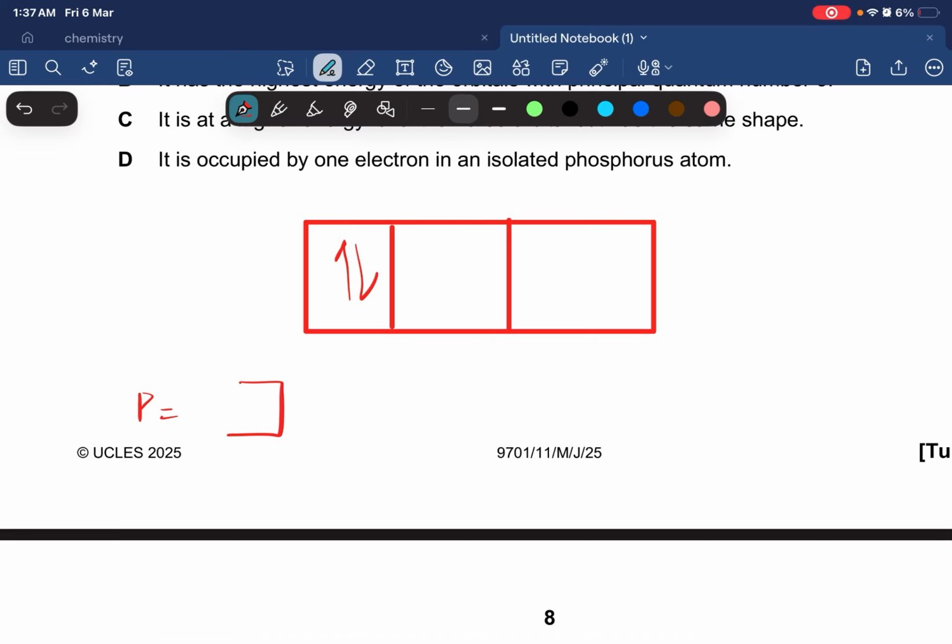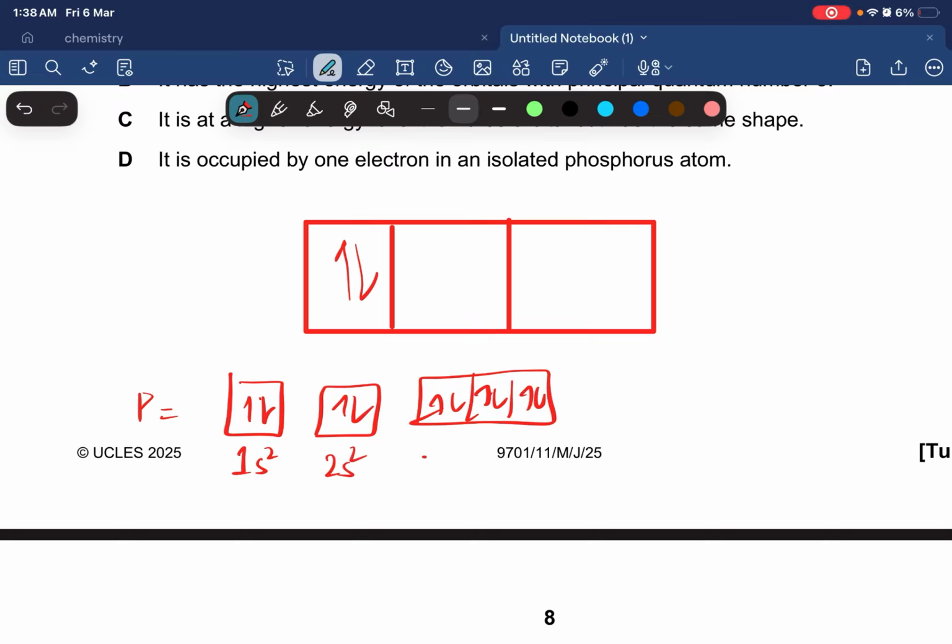It says 1s1. Phosphorus is 1s2, 2s2, 2p6. That's 1, 2, 3, 4, 5, 6, 10 electrons done. Then 3s2. In an isolated phosphorus atom, we have to fill 15 electrons. So that's 10, 11, 12, 13, 14, 15.